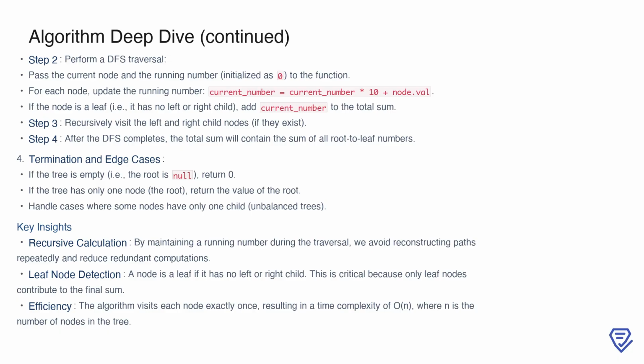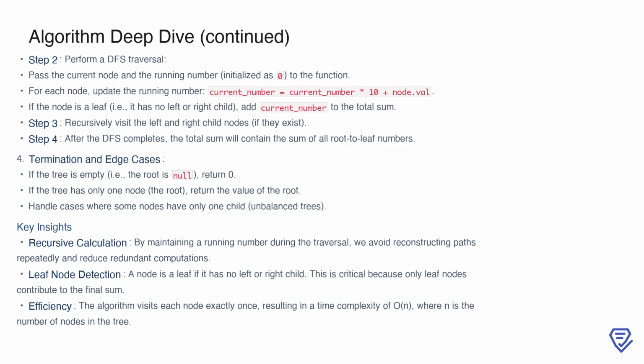If the current node is a leaf, meaning it has no left or right child, we add this running number to the total sum since it represents a complete root-to-leaf number. Otherwise, we recursively visit the left and right child nodes, if they exist, continuing to build the running number as we go. Once the entire DFS traversal is complete, the total sum will hold the result.